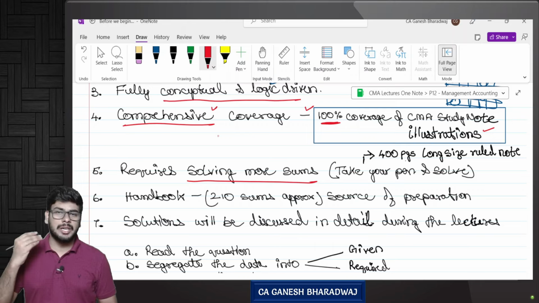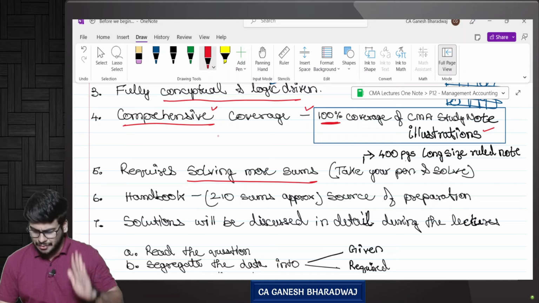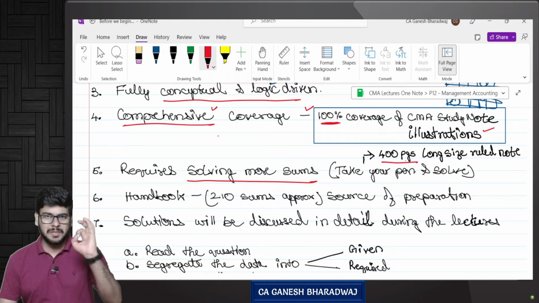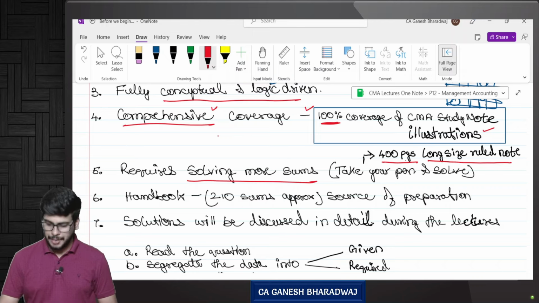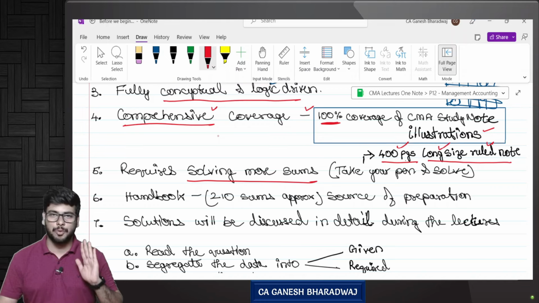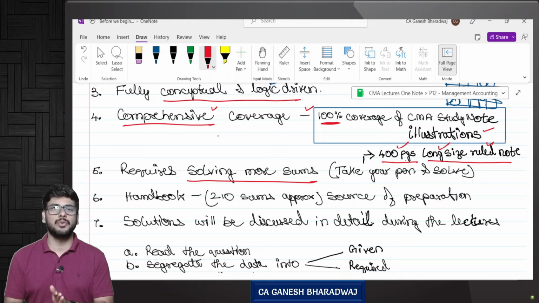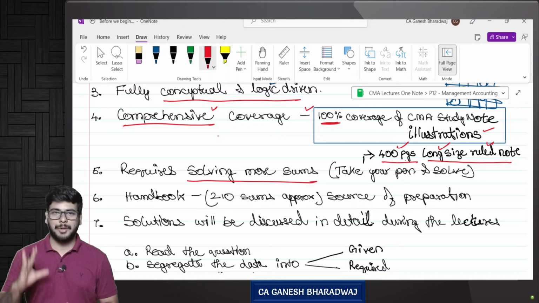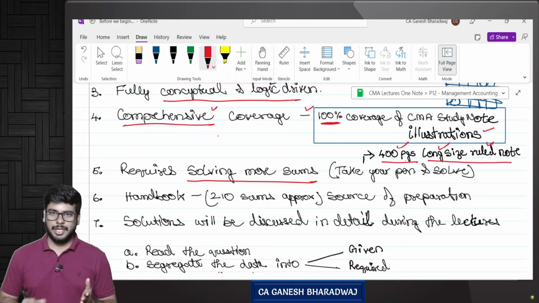For that, I'm giving you one time-tested approach. Please buy a 400 pages long sized ruled notebook. It should be a long sized book, a ruled book. Have it with you, dedicated for our paper 12 management accounting. As and when we finish a lecture, take this book, solve the sums.